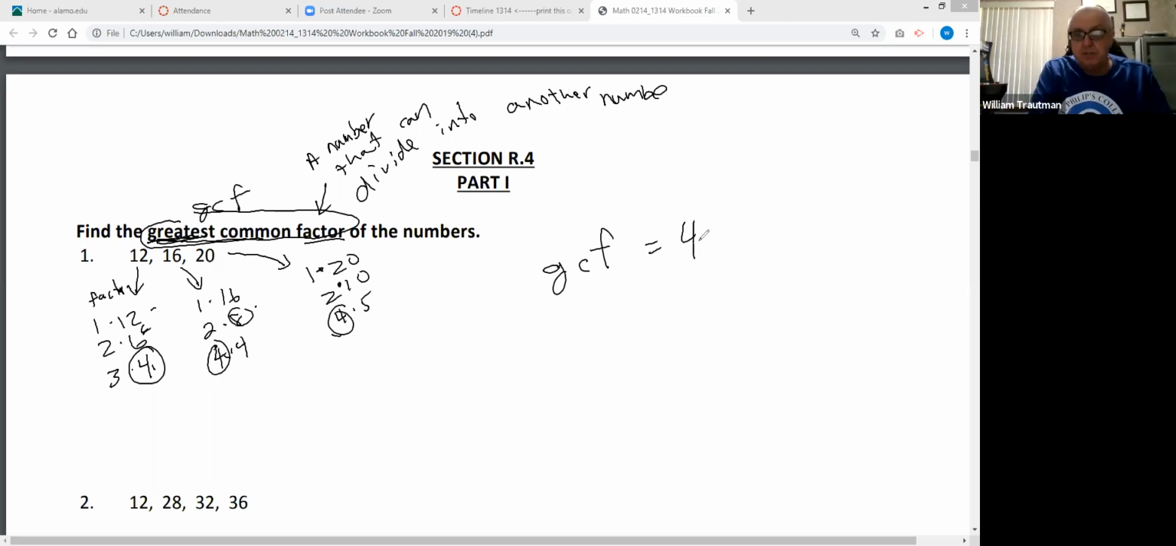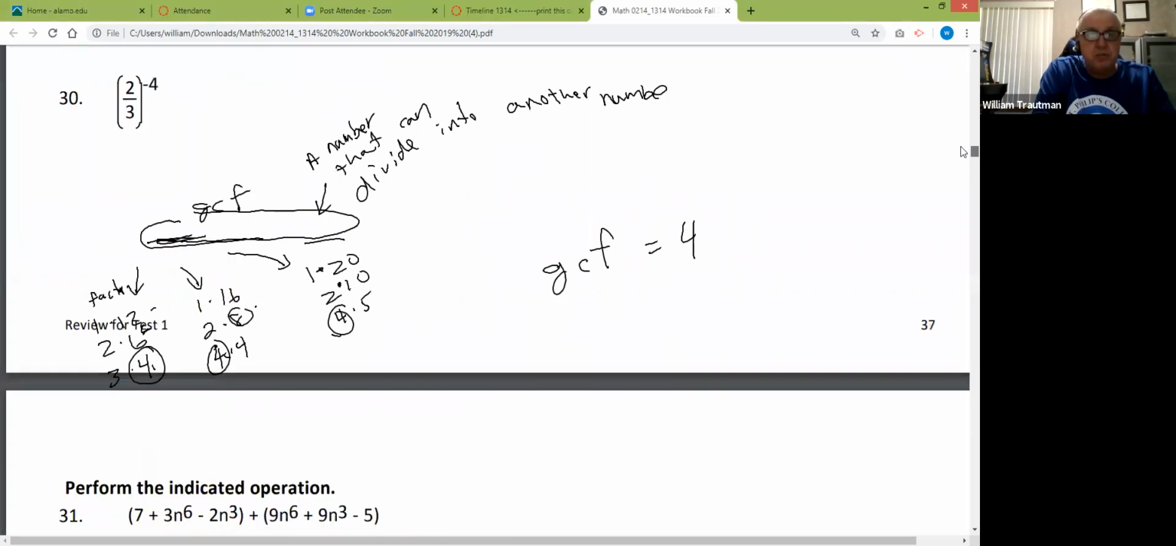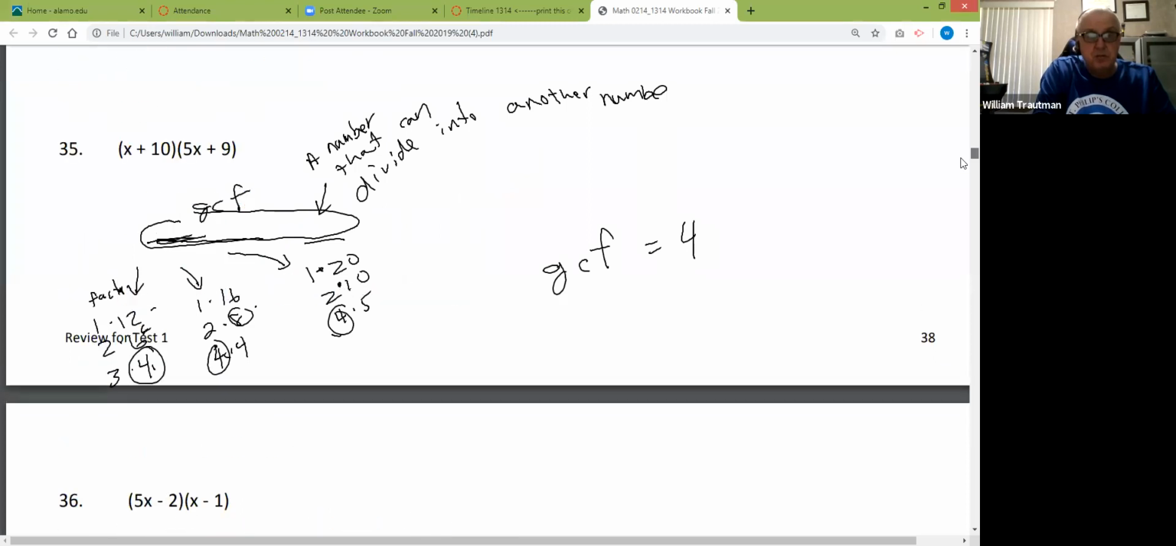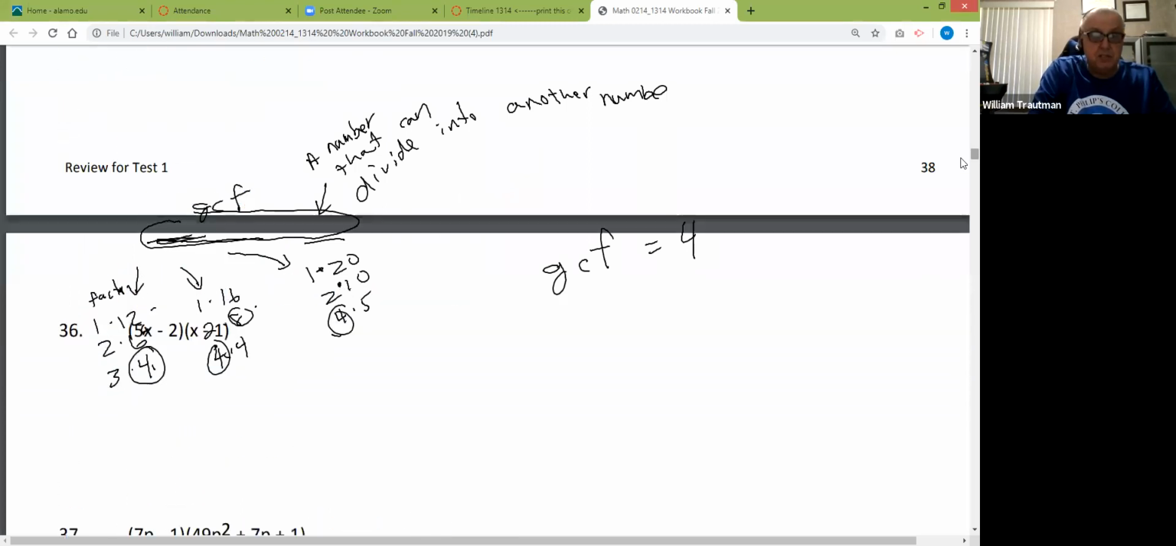All right, so that's how you find the greatest common factor. You find all the factors, all the things that multiply to create that number, and then just pick the largest one that is in all three of them. I don't know what I just did. I just messed this all up.